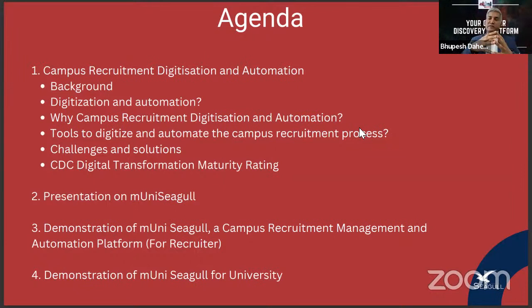automating some part, which was almost 15 years back, online campus recruitment testing. We were the first one to roll out. And my journey of how we are developing this digital and automation platform to help you folks. And then Anita will be giving you a structured presentation on mUniCampus, which is a digitization and automation campus recruitment platform. Followed by Purvesh, who will be giving you a demonstration of mUniCampus for recruiters and for universities. That's a brief agenda which Anita has also shared with you.